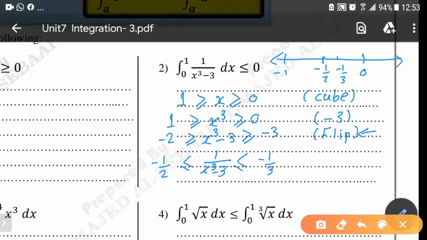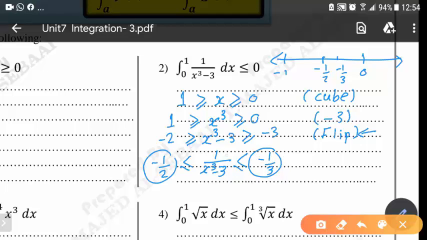Does that make sense? Yes, yes. Yeah, because the function is bigger than the small and less than the big. The bigger here is 1 over 3, and the smaller is negative 1 over 2. That's why I need to reverse the sign of the inequality.